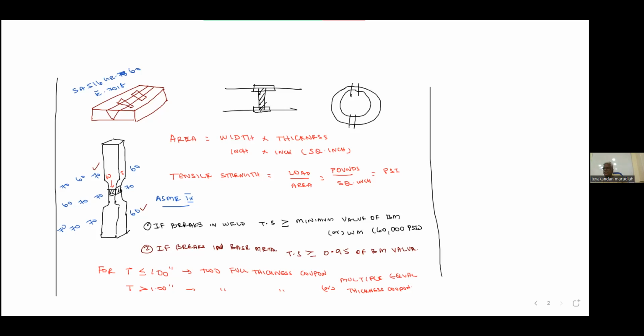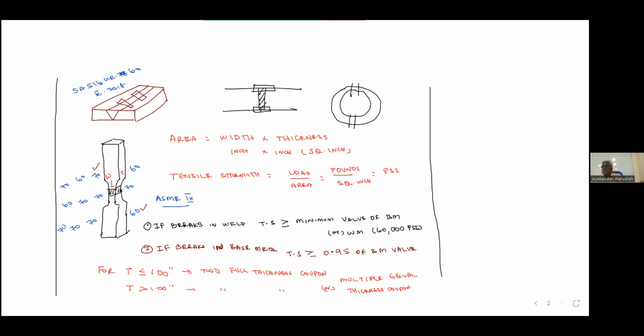So again, I will repeat. Tomorrow we will see section 9. There will be a WPS PQ review. Generally, there will be 2 questions in the exam. Sometimes, very rarely, 1 question. Sometimes it can go up to 4 also. Okay, a different set they are using.